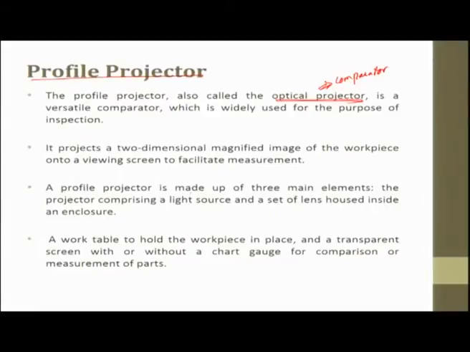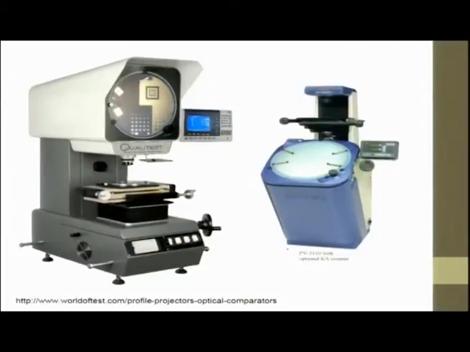A profile projector is made up of three main elements: the projector, comprising a light source and a set of lenses housed inside an enclosure; a work table to hold the workpiece; and a transparent screen, with or without a chart gauge, for comparison or measurement of the part. This is a typical profile projector.